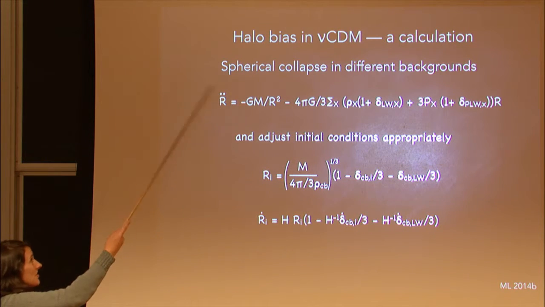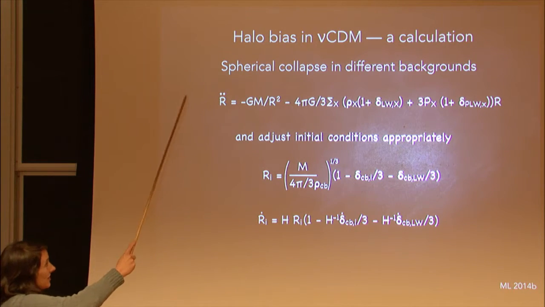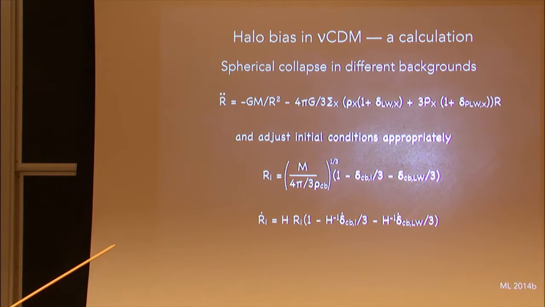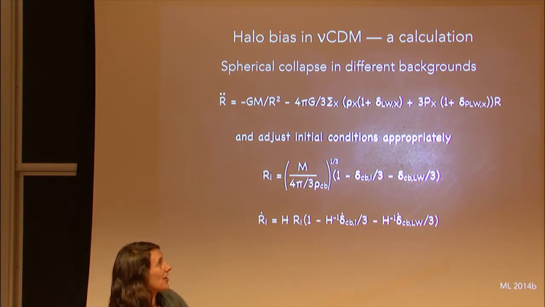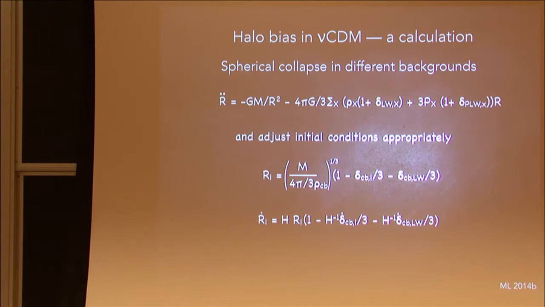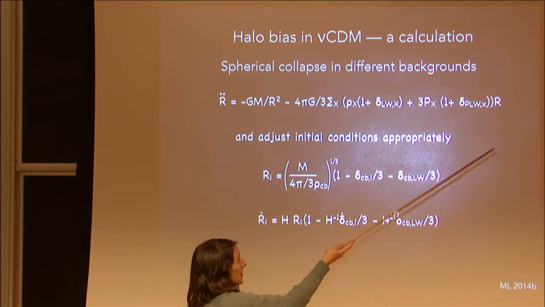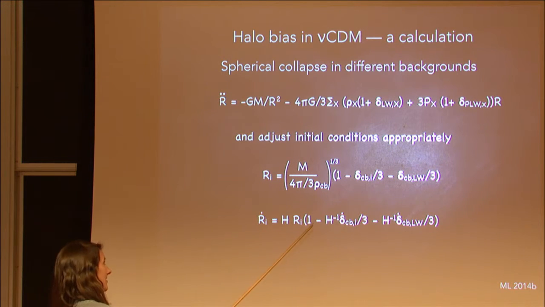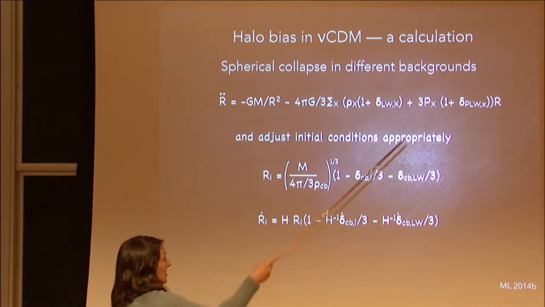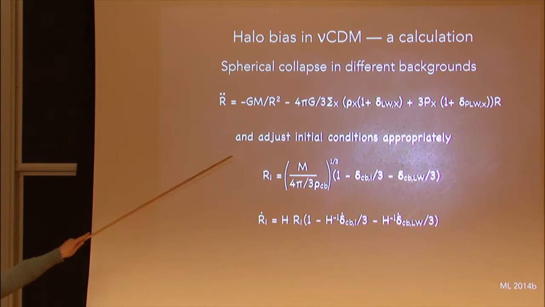And this is fine. I can just use the regular equation of motion, the acceleration equation for the radius of the proto-halo, but include the background density in other components that aren't cold dark matter and therefore aren't collapsing along with the halo. And I allow these extra components to have long wavelength density perturbations. So in this case, it would be neutrinos. And in fact, everything else that's part of the cosmology, and then modify the initial conditions appropriately as well.